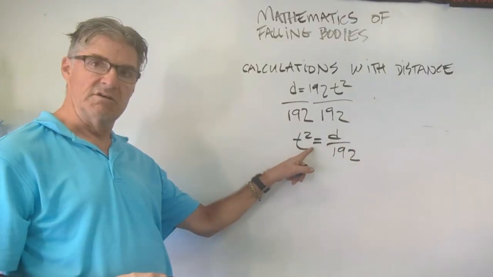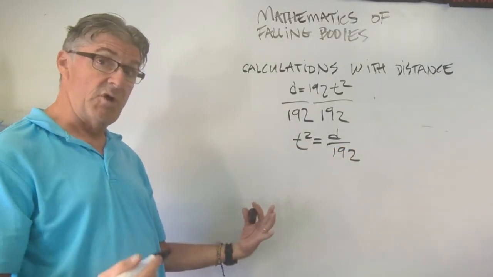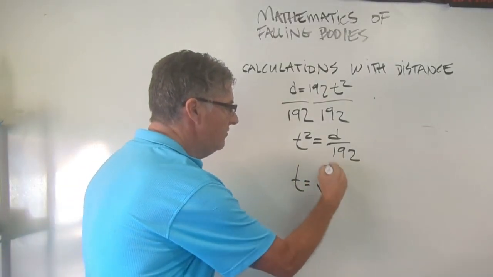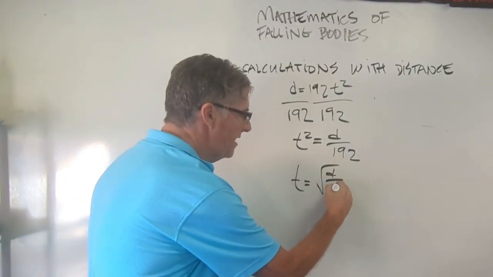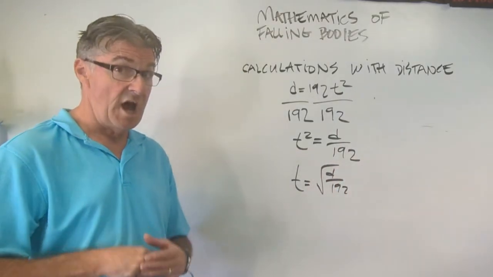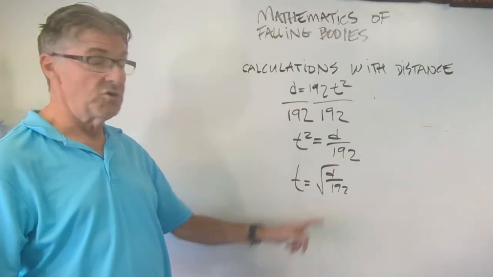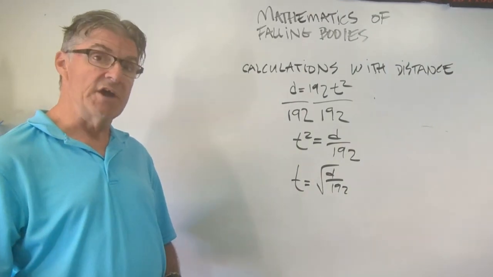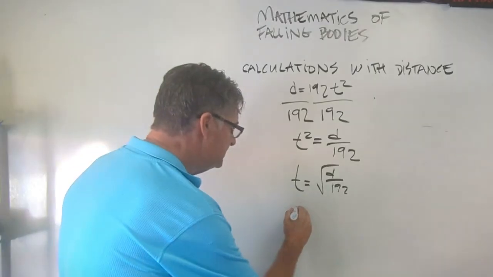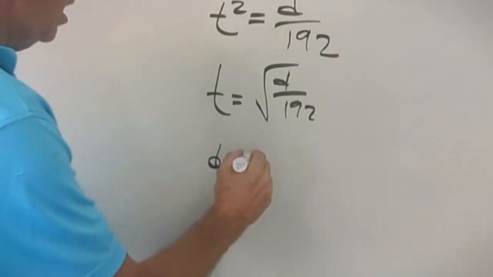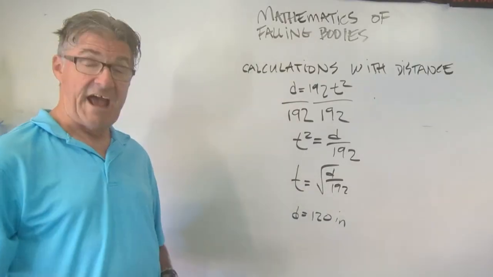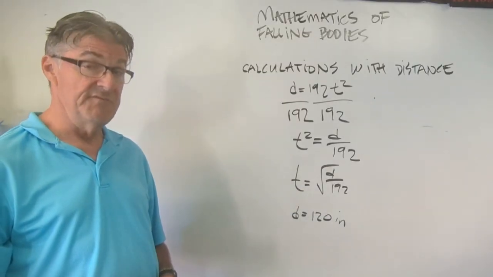Now t's not alone, it's squared, so we have to take the square root of both sides, and I'm going to get t equals square root of d over 192. So this means if I know the distance that an object has fallen, I can use this equation to calculate how long it's been falling. So I'm going to say, do this. What if the distance is 120 inches? Pause the video and figure out how long that object has been falling.